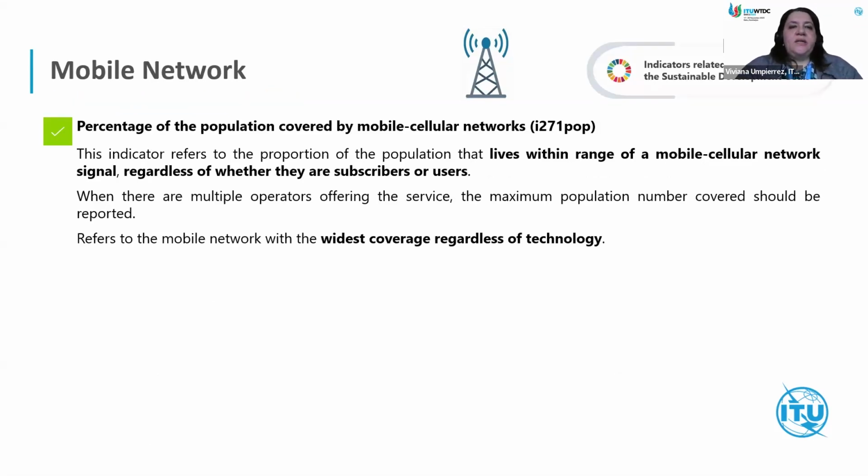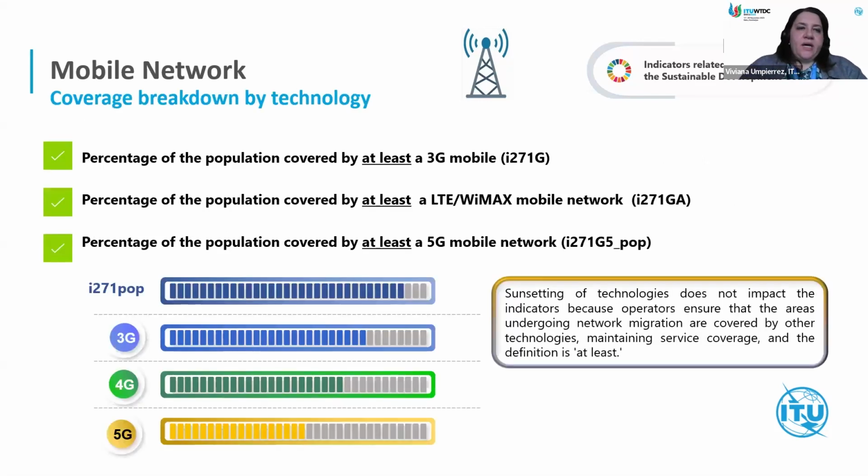In addition, this indicator is also a monitor for the Sustainable Development Goals. And we ask for the breakdown by technology. So first, we ask for the population which is covered by a mobile cellular network with the widest coverage, regardless of the technology. So the total coverage in terms of mobile network. And then we have the breakdown in terms of 3G, 4G, LTE, or 5G.